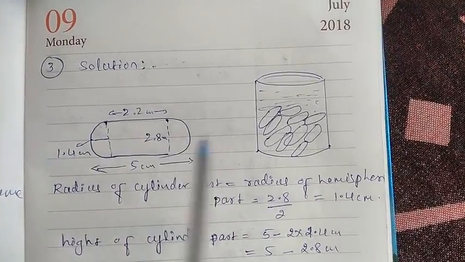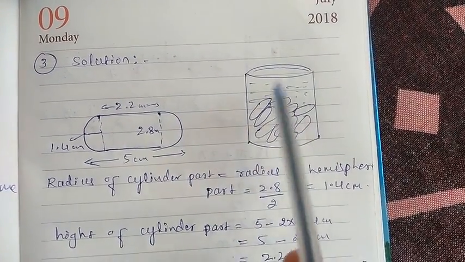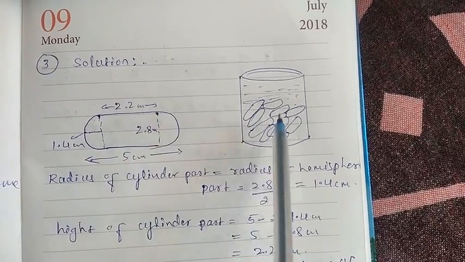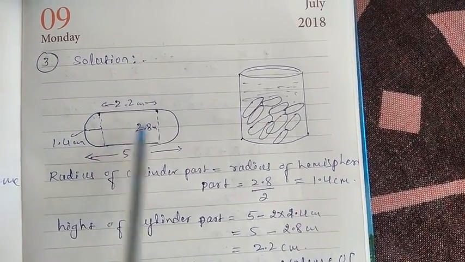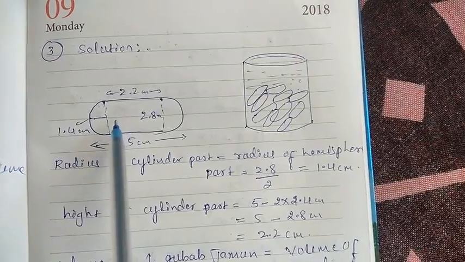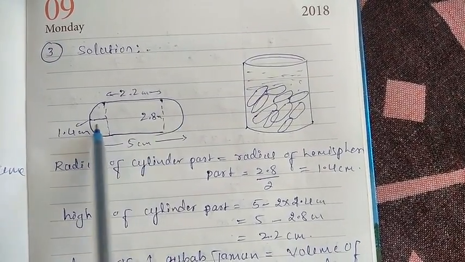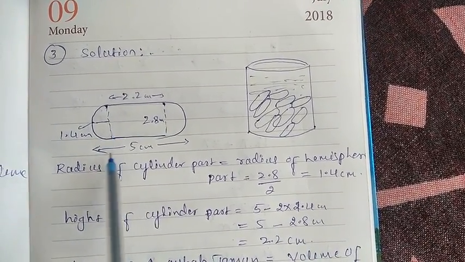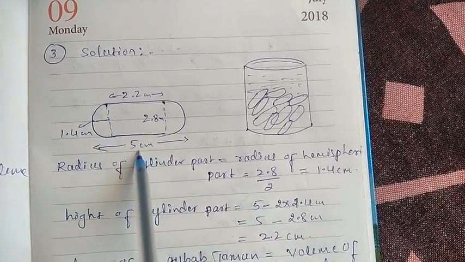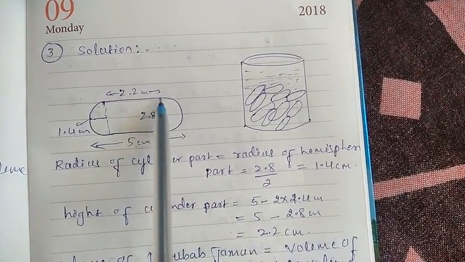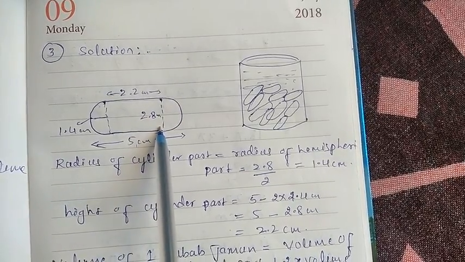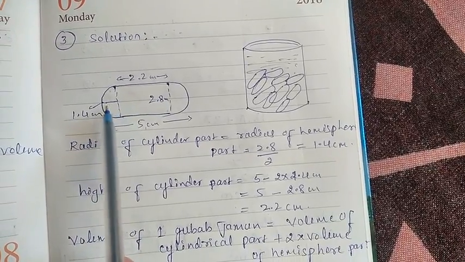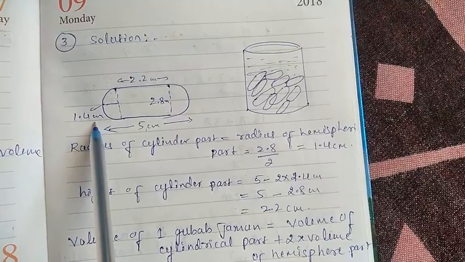Let's see the diagram you have to draw. They have given this diagram, this container, with 45 gulab jamuns. Now first take one gulab jamun outside this diagram. It is the combination of a cylinder and two hemispheres attached to the ends of the cylinder. They have given the total length as 5 centimeter and the diameter as 2.8 centimeter. So the diameter is 2.8 centimeters. Radius, how much will you get? Half of the diameter is equal to the radius, that is 1.4 centimeter.